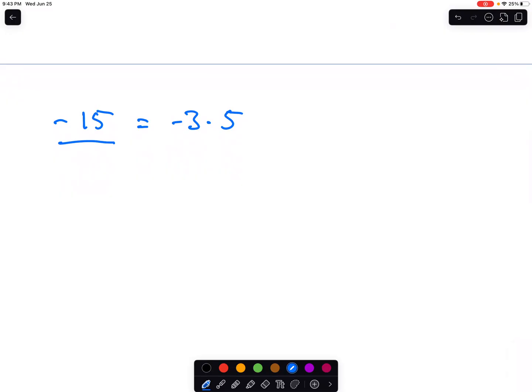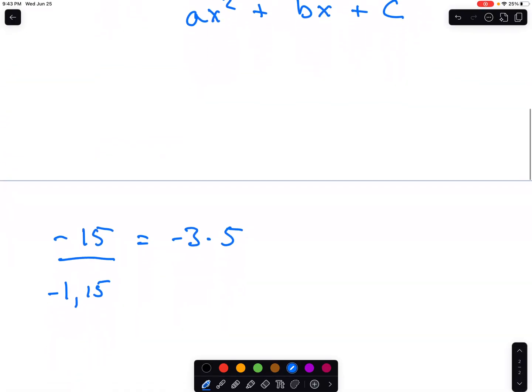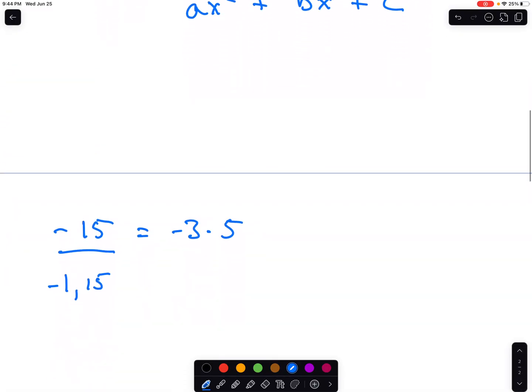Now the factors are things that multiply or divide, right? So I'm going to go through all the factors of negative 15. First we got 1 and 15, and I think we got it off the rip. Because negative 1 times 15 is negative 15, and then negative 1 plus 15 is 14, right? So these are the two numbers that we were looking for.